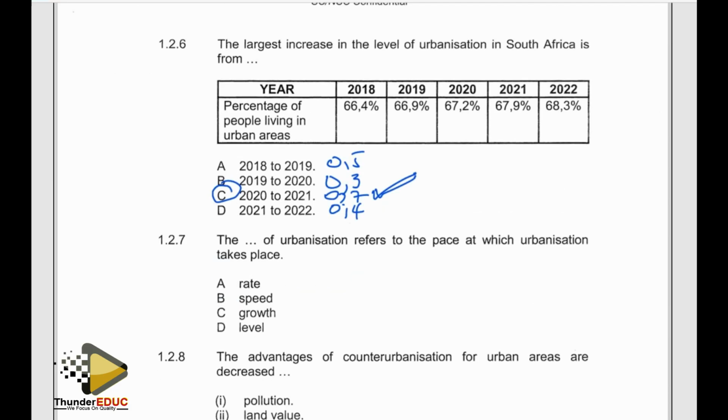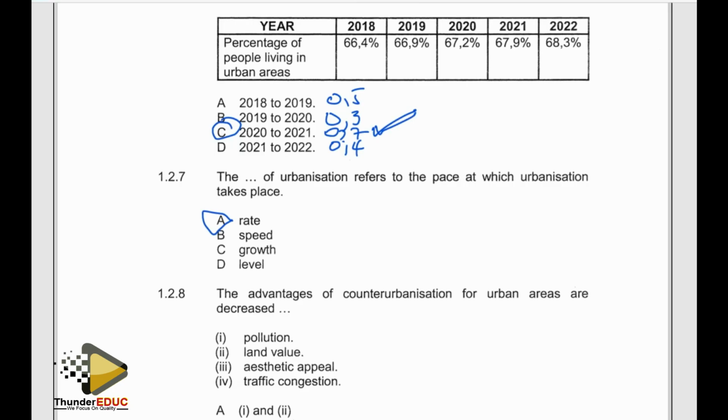Number 127. The dash of urbanization refers to the pace at which urbanization takes place. So the correct response there is the rate of urbanization. The rate of urbanization refers to how it takes place. Right, we move on to the next question.